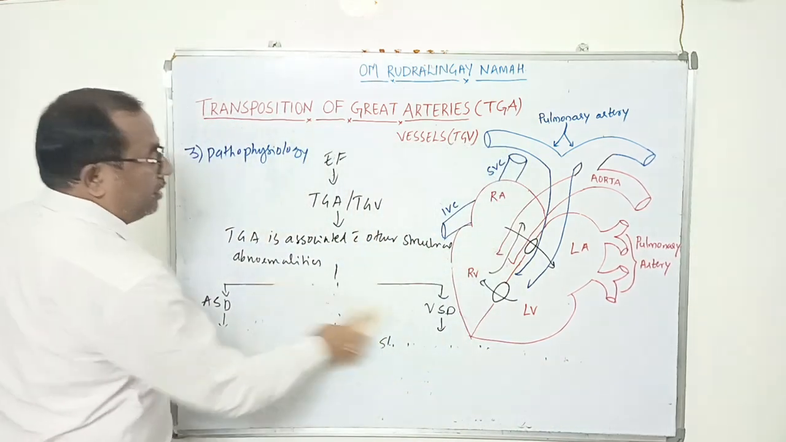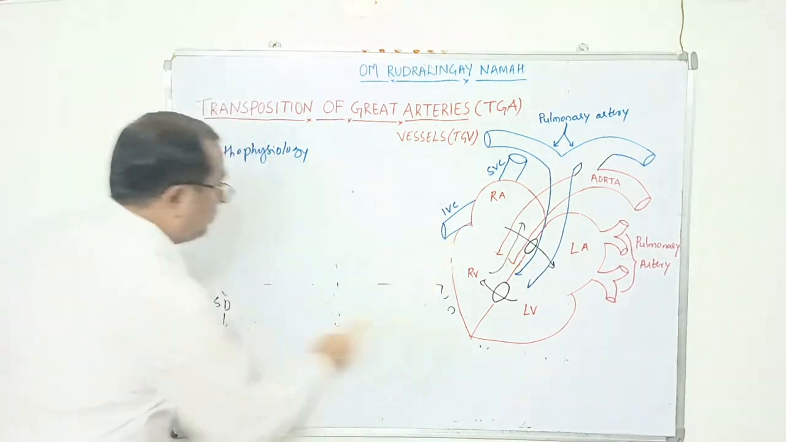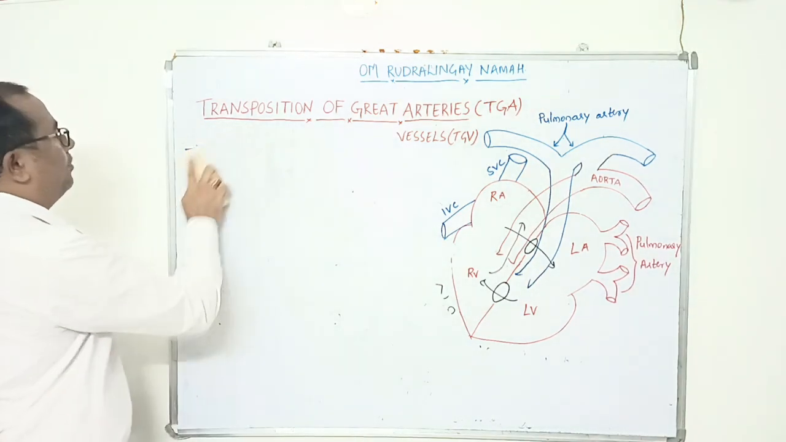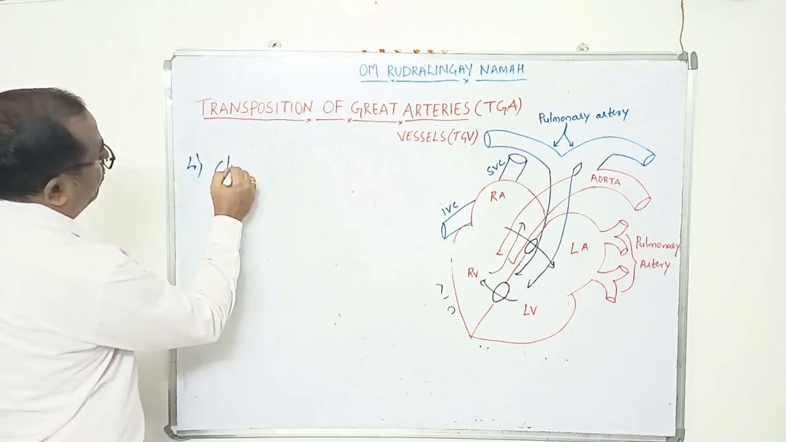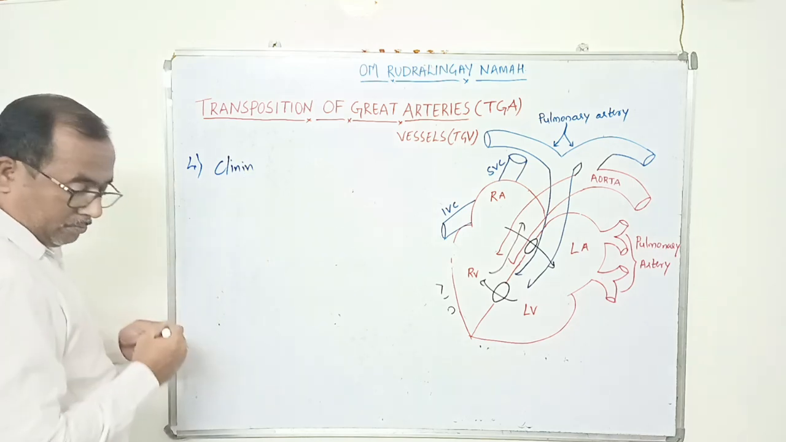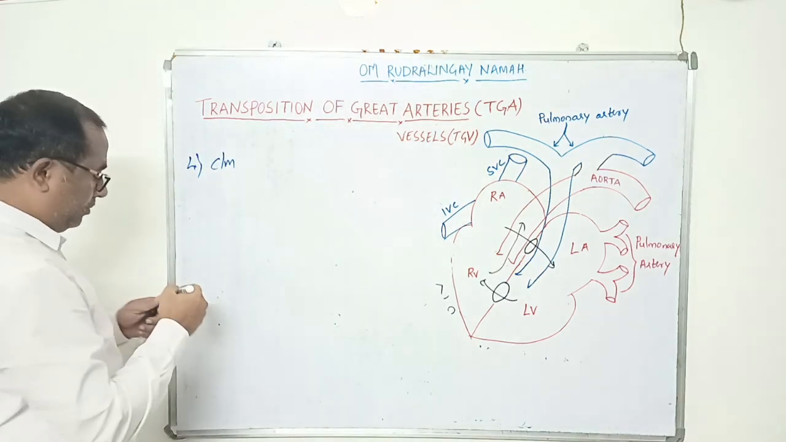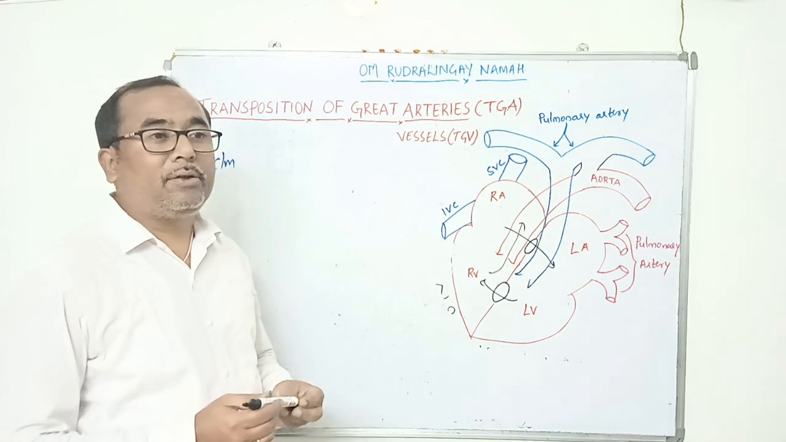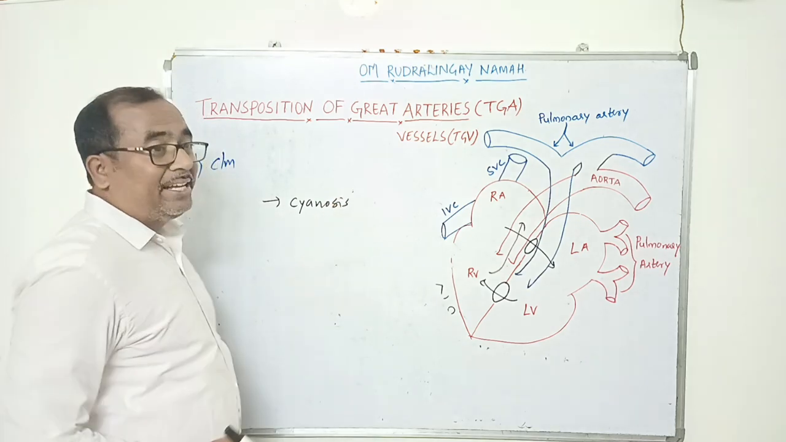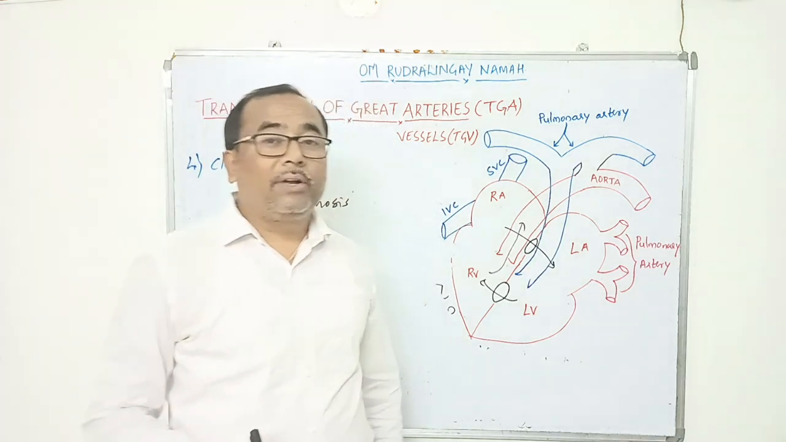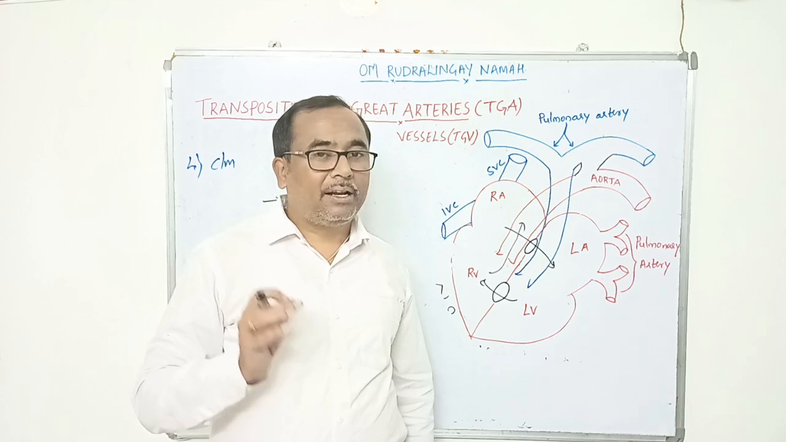Now let us see the clinical manifestations. The first one is cyanosis. Cyanosis is very severe and the survival rate is very poor. The survival rate is very low when the baby is born with only transposition of great arteries.